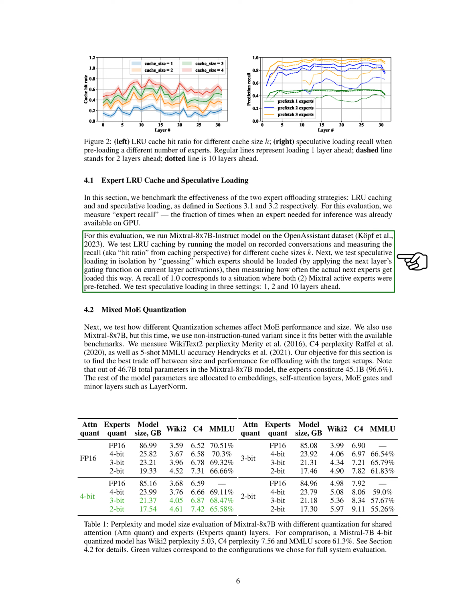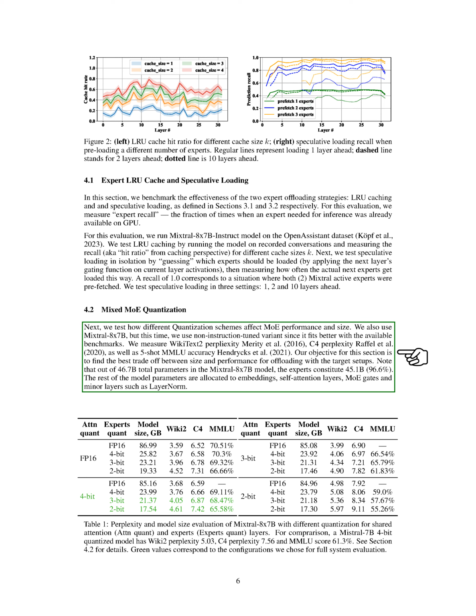Next, we'll test how different quantization schemes affect MoE performance and size. We'll be using the Mixtral-8x7b model again, but this time, we'll use a non-instruction tuned variant. We'll measure Wikitext2 perplexity and 5-shot MMLU accuracy. Our goal is to find the best balance between size and performance for offloading with the target setups.